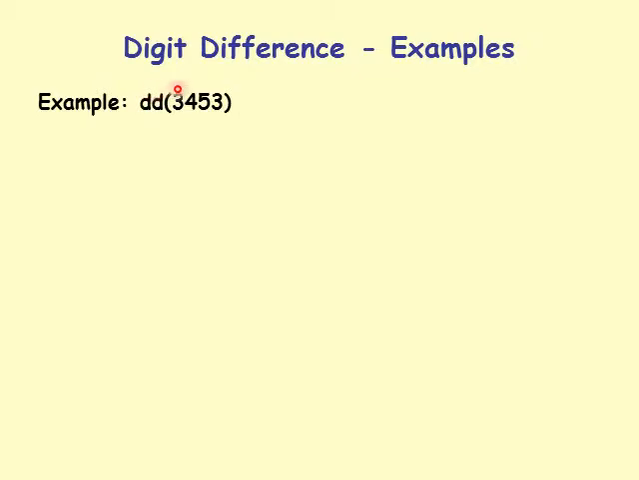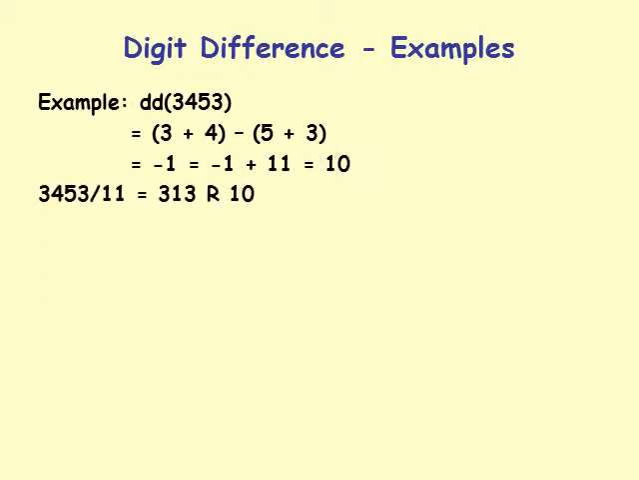Example, compute digit difference of 3453. Let's continue here. So that means 3 is a0 and a2, 3 plus 4, and minus a1, which is 5 and 3. So 3 plus 4 is 7, minus 5 plus 3 is 8. So it's 7 minus 8, which is minus 1, and minus 1, then we can add the period to it. Minus 1 plus 11 is 10. So digit difference of 3453 is 10. Okay. We did not have to redo the digit difference of 10 because we have a reasonable number which is between 0 and 10. Let's continue.